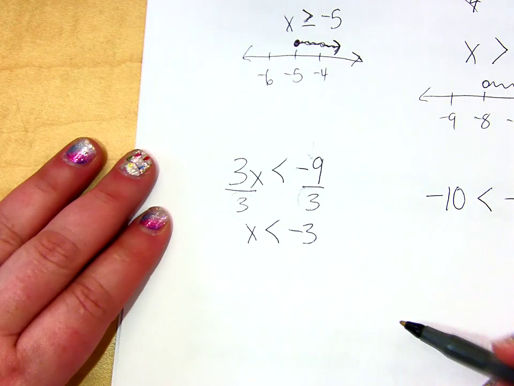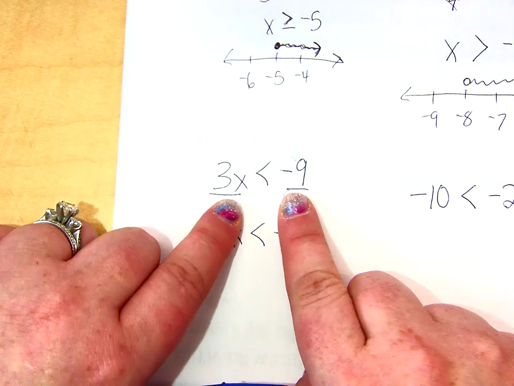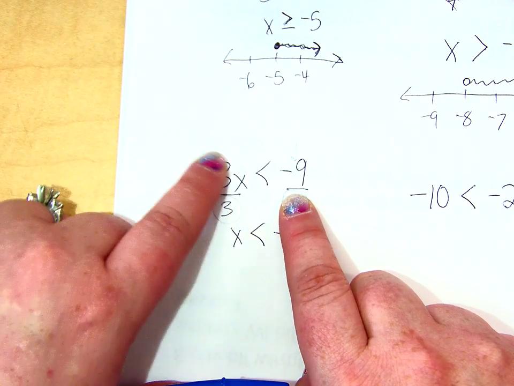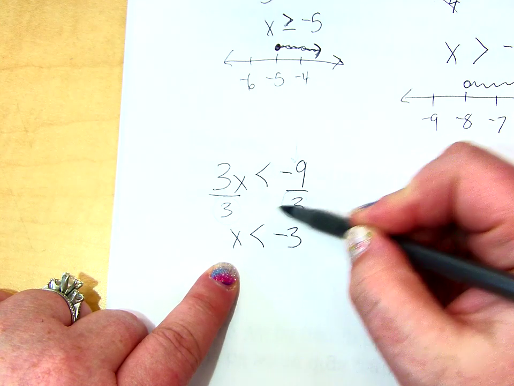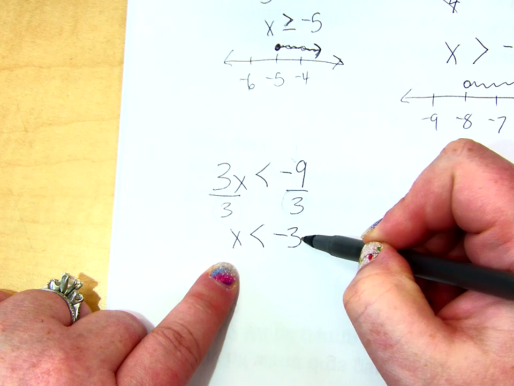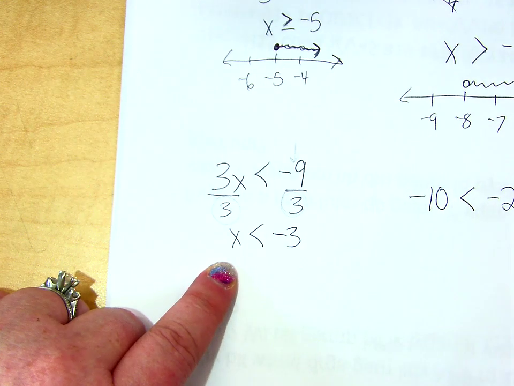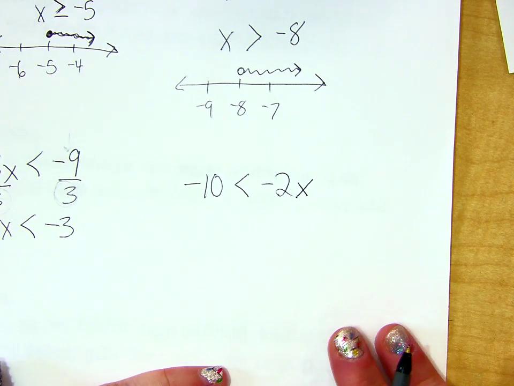And then we tried this one. 3x is less than -9, divided both sides by 3. Notice I didn't flip the symbol over because I didn't divide by a negative number. I divided by a positive number, so I leave it just like it is. And then I left you guys here.